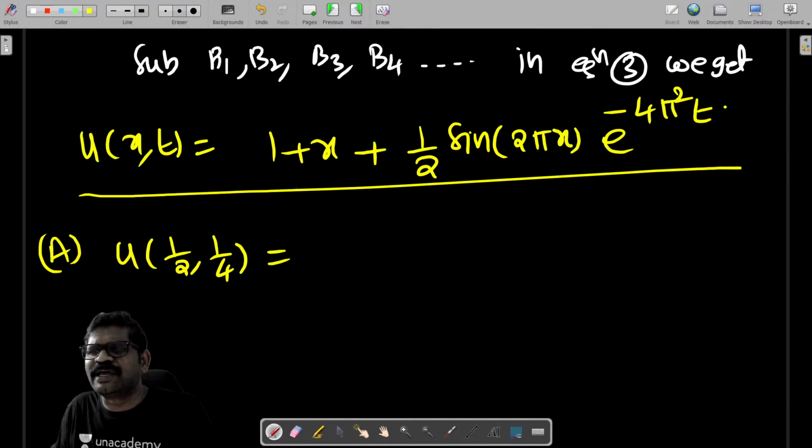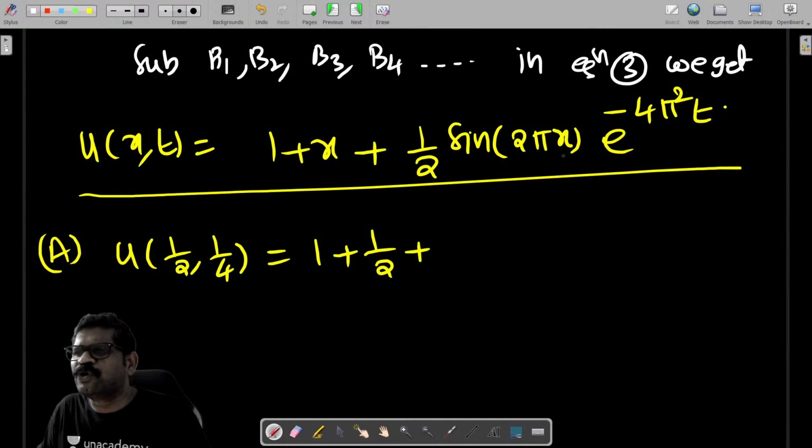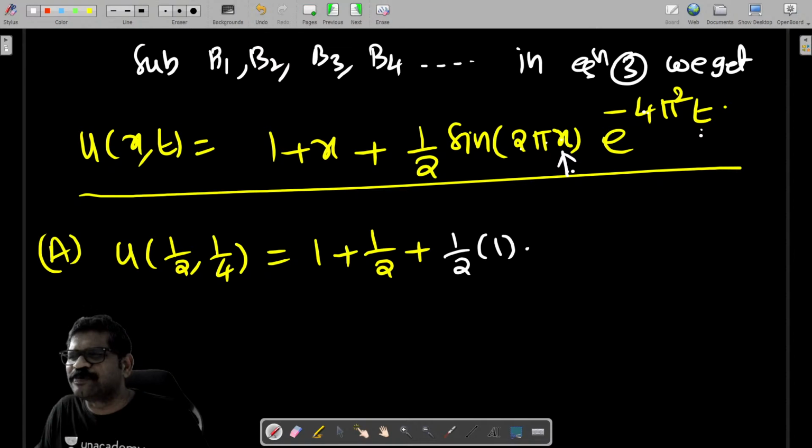If you substitute here 1 plus 1 by 2 plus, observe, if you put 1 by 4 here, 2 pi by 4, pi by 2 means 1 by 2 into 1. Now here, if you put t equal to 1 by 4, 4 and 4 cancelled, e power minus pi square.